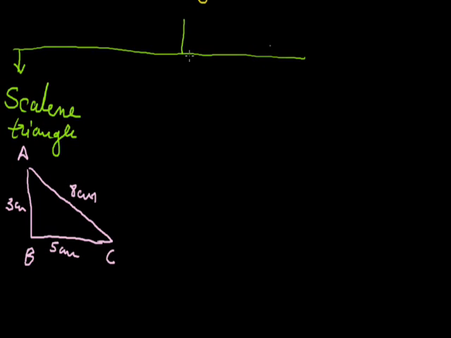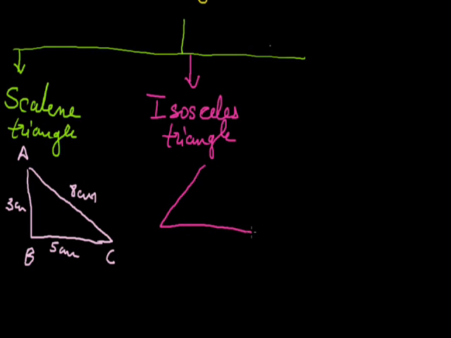The next type of triangle on the basis of sides is the isosceles triangle. In this type of triangle, two sides of the triangle are equal. That is, in triangle ABC, AB will be equal to BC. Then this type of triangle is known as an isosceles triangle. For example, I take this side as 3 cm, then this side will also be 3 cm and this will be 5 cm.